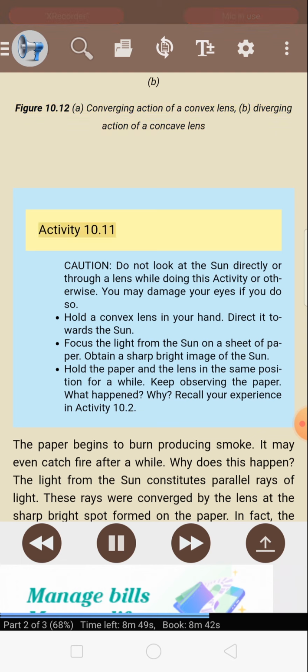Activity 10.11. Caution: do not look at the sun directly or through a lens while doing this activity or otherwise. You may damage your eyes if you do so. Hold a convex lens in your hand. Direct it towards the sun. Focus the light from the sun on a sheet of paper. Obtain a sharp bright image of the sun. Hold the paper and the lens in the same position for a while.